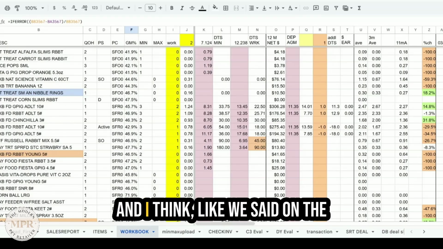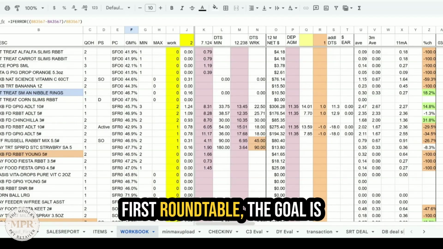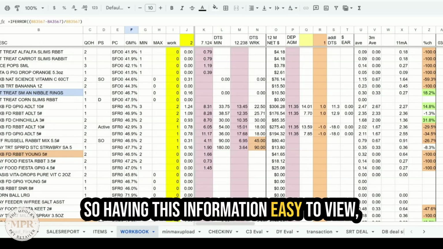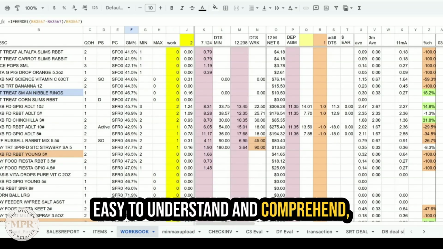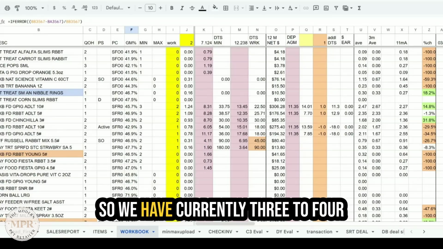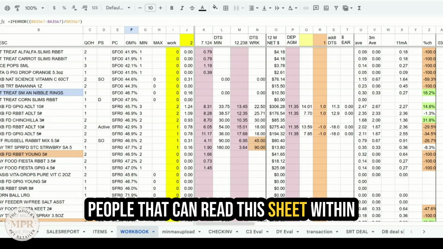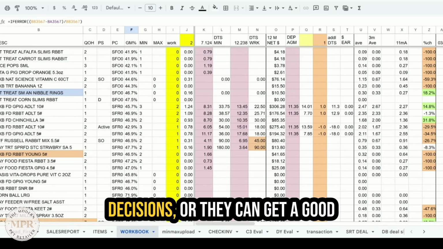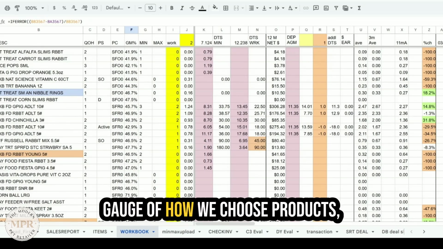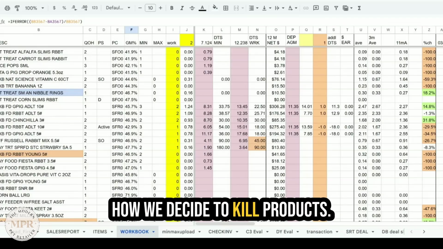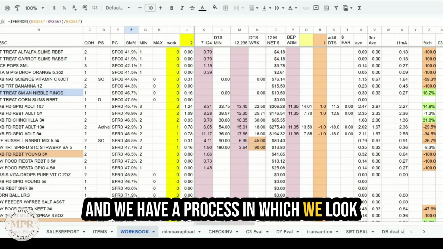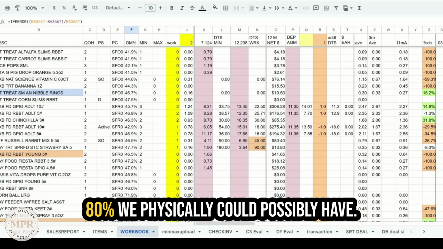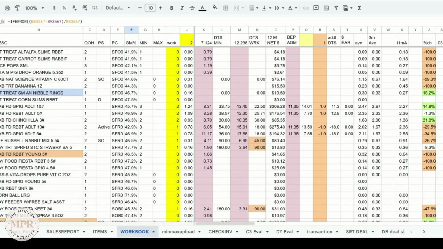Yeah, perfect. And I think, like we said on the first roundtable, the goal is not to have a perfect system, it's to have a repeatable one. So having this information easy to view, easy to understand and comprehend, and having multiple people in the loop. We currently have 3 to 4 people that can read this sheet within our store. They might not be making decisions, but they can understand why we might be making decisions, or they can get a good gauge of how we choose products and how we decide to kill products. And we have a process in which we look at it weekly to get that 80/20 into the most profitable 80% we physically can possibly have.